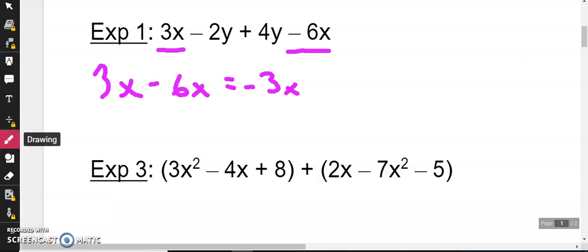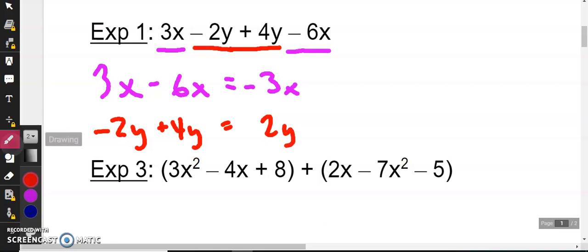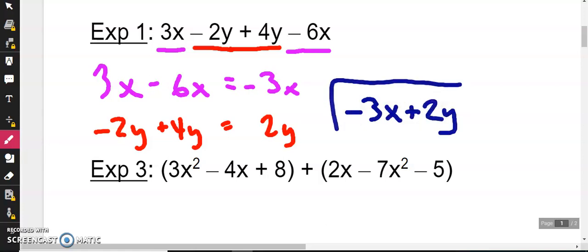Then I go back to my polynomial. The first thing left over that I haven't used yet is the negative 2y. And as I look at the other remaining term, I see the plus 4y. So if I combine those, negative 2 plus 4 gives me 2y. So my final answer is negative 3x plus 2y.